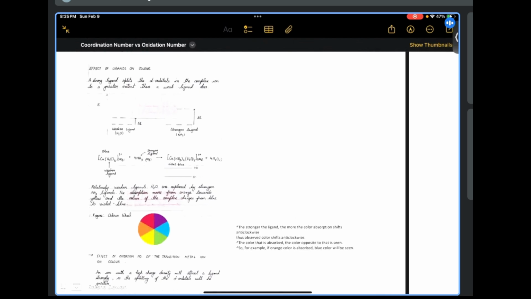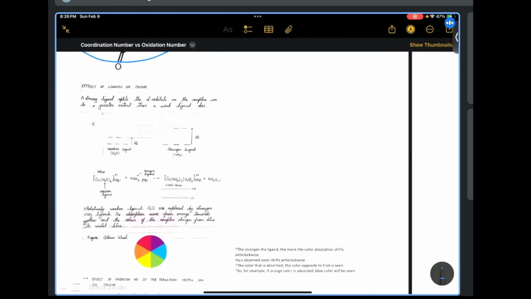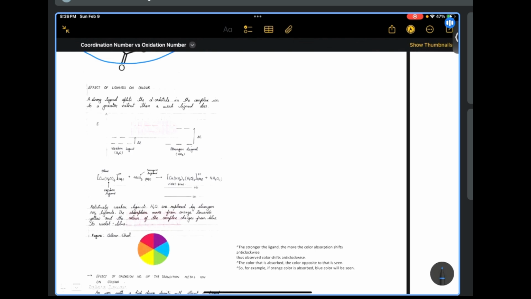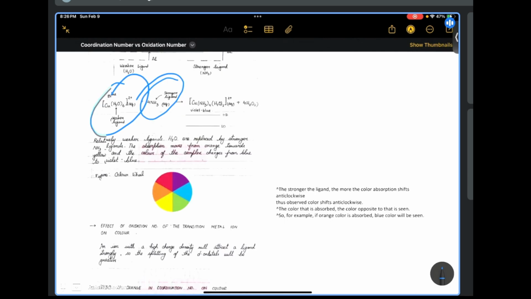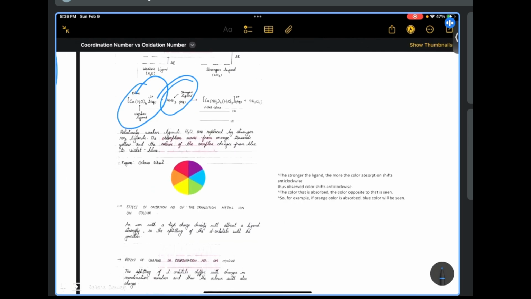So basically what is happening right here is the effects of ligands on color. Let's go through this part together. A stronger ligand splits the d orbital in the complex ion to a greater extent than a weaker ligand. So relatively weaker ligand H2O are replaced by stronger NH3 ligands. The absorption moves from orange towards yellow. So it is moving from orange to yellow. So the color will change from blue to violet blue.